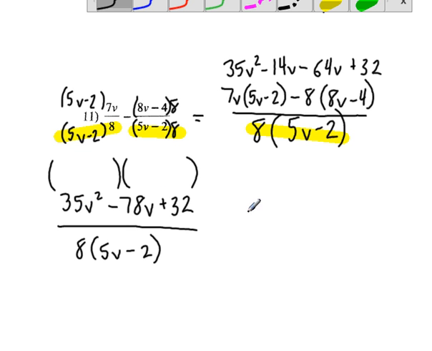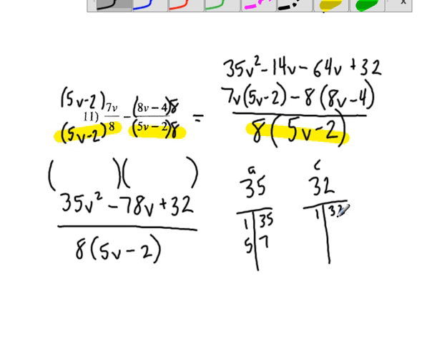So let's run a factor tree over here. The things I've got to factor are my leading term, which is 35, and my end term, which is 32. In the world of trinomials, that's A and C. So 35 is 1 times 35, and it's 5 times 7. 32 has a bunch more, though.